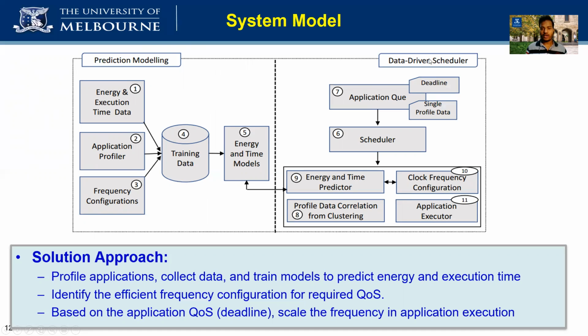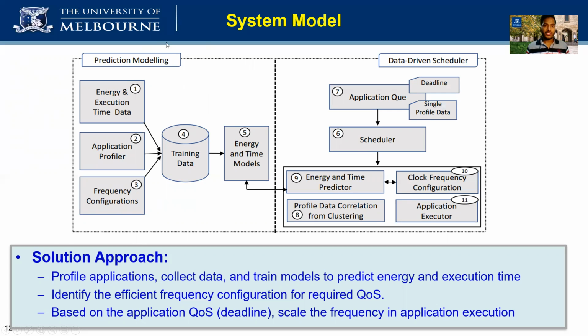In this scheduling part, we take the QoS requirement, that is the deadline, as and when an application comes. A scheduler would interact with these prediction models and configure the application's required frequency configuration and execute the application at runtime.